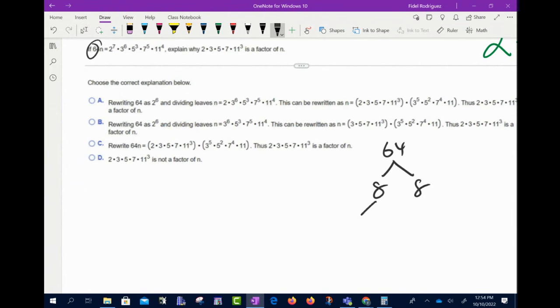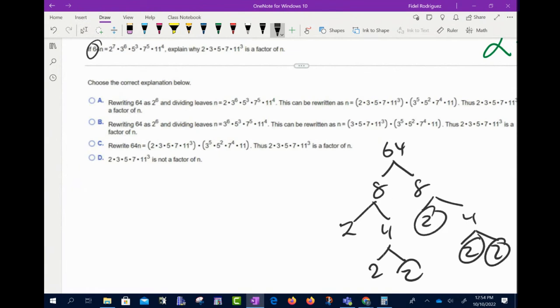8 times 8. Perfect. Can we break down 8? 2 times 4. Can we break down 4? 2 times 2. Good. We're going to do the same thing here, y'all. 2 times 4, and 4 is 2 times 2. Okay. So 64 is the same thing as 2 to what power? How many 2s did we have there at the end? 6, right? 1, 2, 3, 4, 5, 6. Okay. So 64 is the same thing as 2 to the 6.